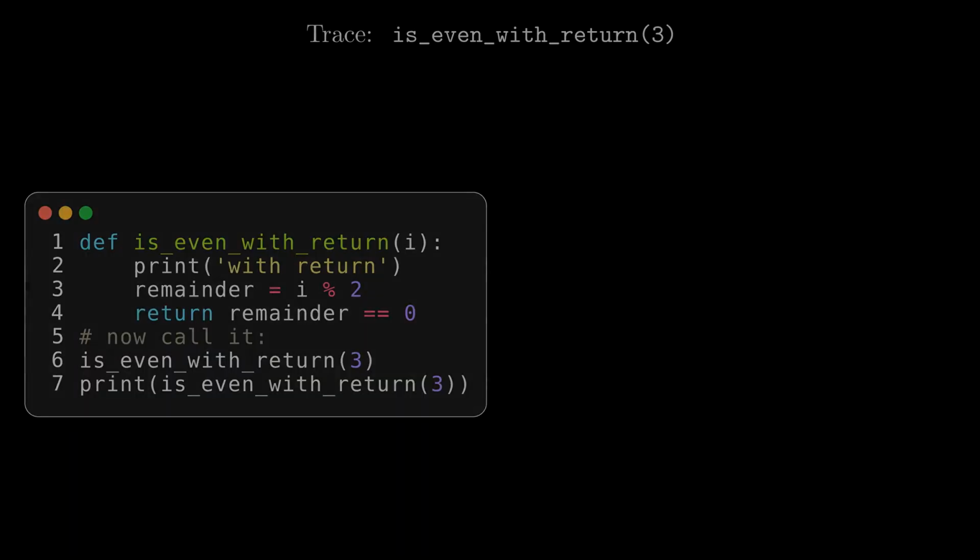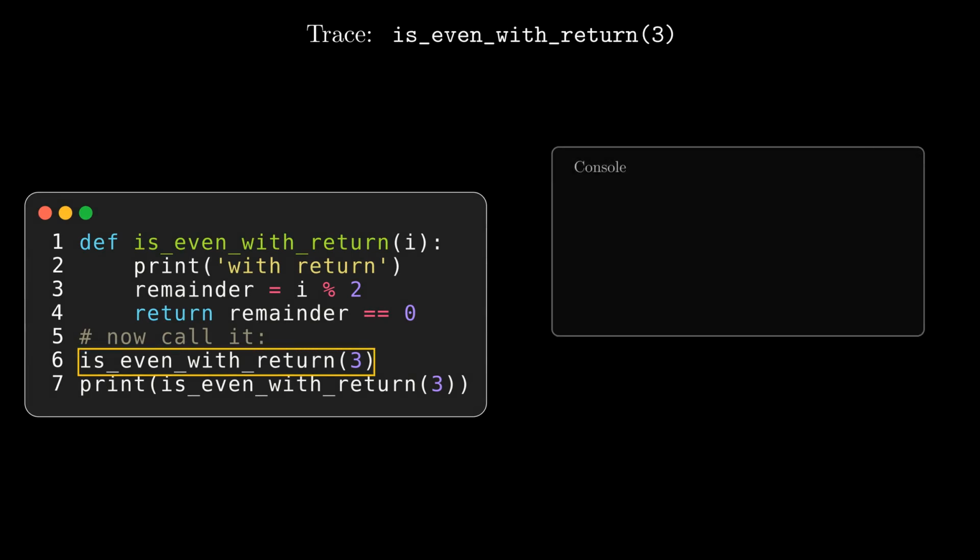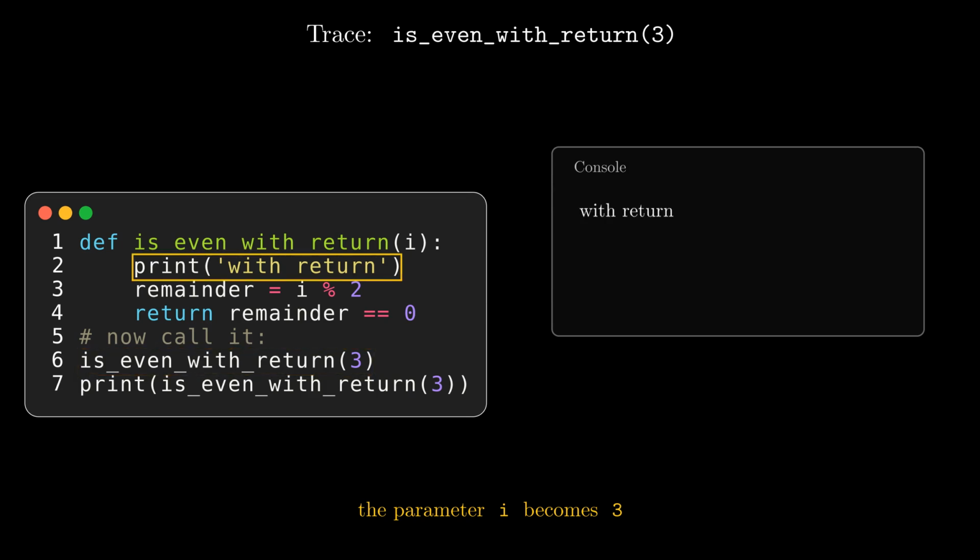Now we call isEven with return, passing 3. The parameter i becomes 3 and the body runs. First, it prints the string "with return". Then it computes remainder. 3 mod 2 is 1. Then it returns whether 1 is equal to 0, which is False. The instant Python sees return, it leaves the function and replaces the whole call with that value, False. But nothing catches it, so the call just sits there.